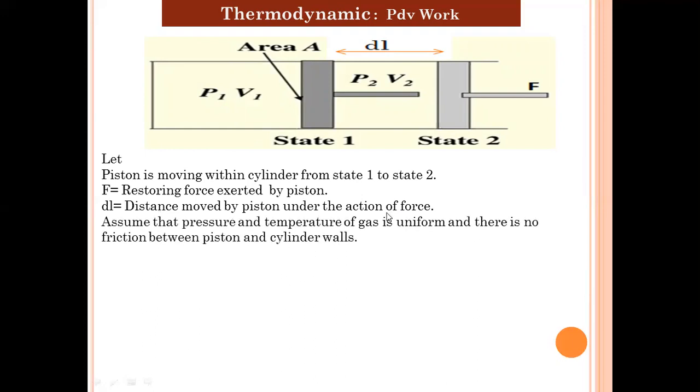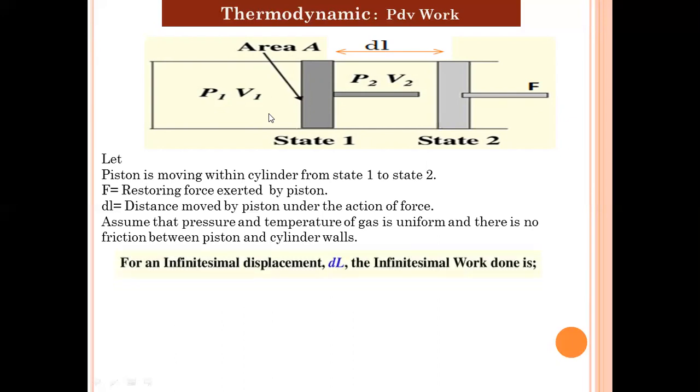Assume that the pressure and temperature of the gas is uniform and there is no friction between piston and cylinder wall. Means this is the example of a reversible process. There is no friction. When the force is removed, the piston will move to its original state, that is state 1. Now we have to find out the work done during this process when the piston moves from state 1 to state 2, and this is the example of an expansion process, right?